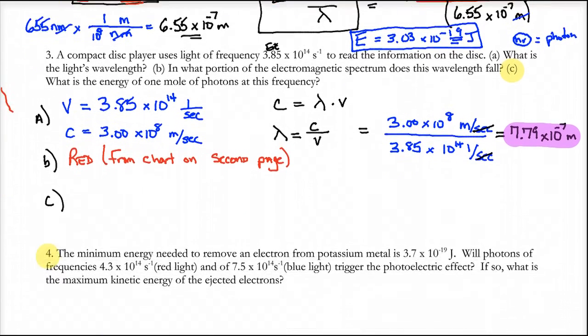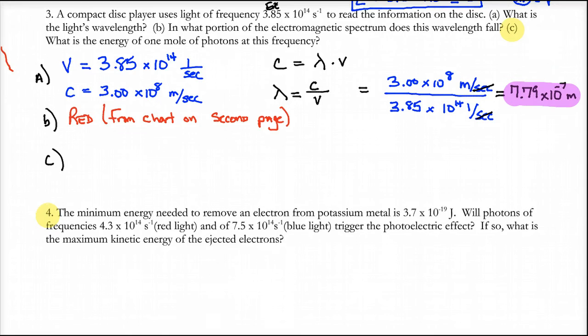Now I'm over it. Number 3, we're going to finish this up here with: what is the energy of 1 mole of photons at this frequency? So right now I have the wavelength, I have the frequency, I have the speed of light, but I know the formula is very simple. Energy per photon is equal to Planck's constant times frequency. I already have that frequency. Okay, so at this frequency, the frequency is given to me.